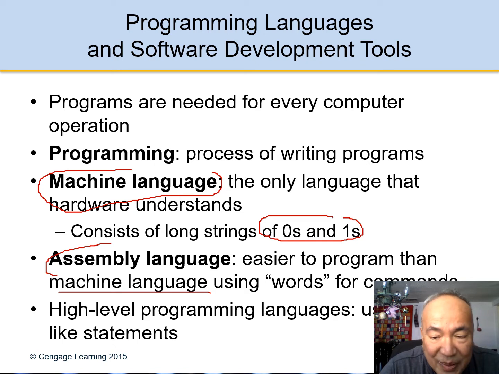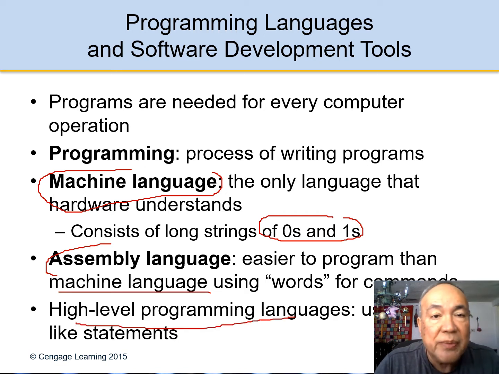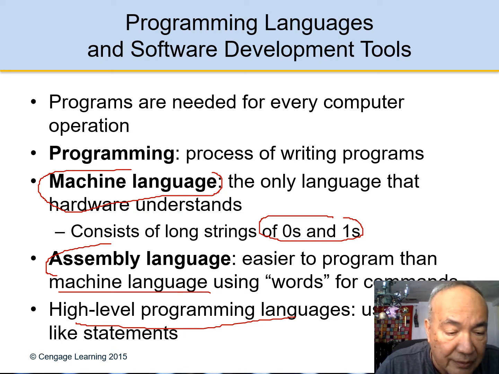Because instead of using zeros and ones, which is very hard to do, we have an assembly language that uses words the programmer, the human being who programs the computer, can understand. It will be easier for him to program the computer, and then those words are changed to machine language. This is kind of a high level programming language. So these are the languages used by the programmer to give instructions to the computer.